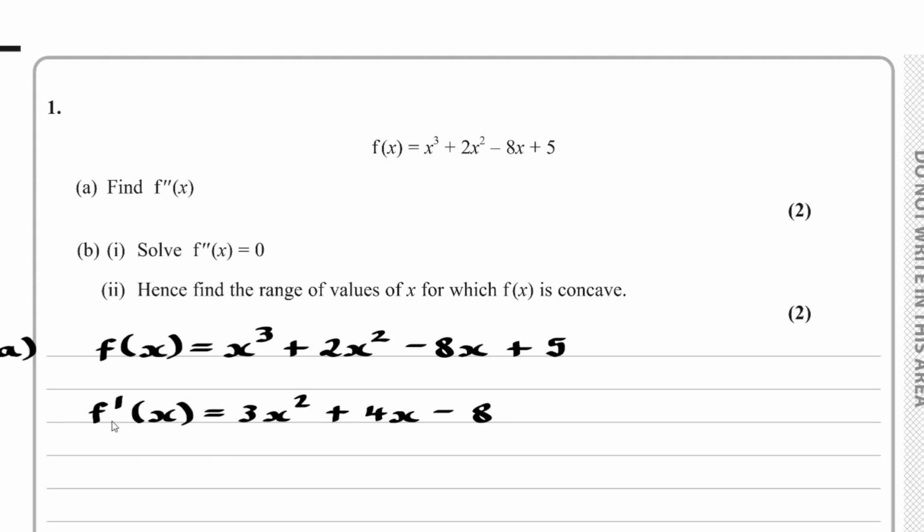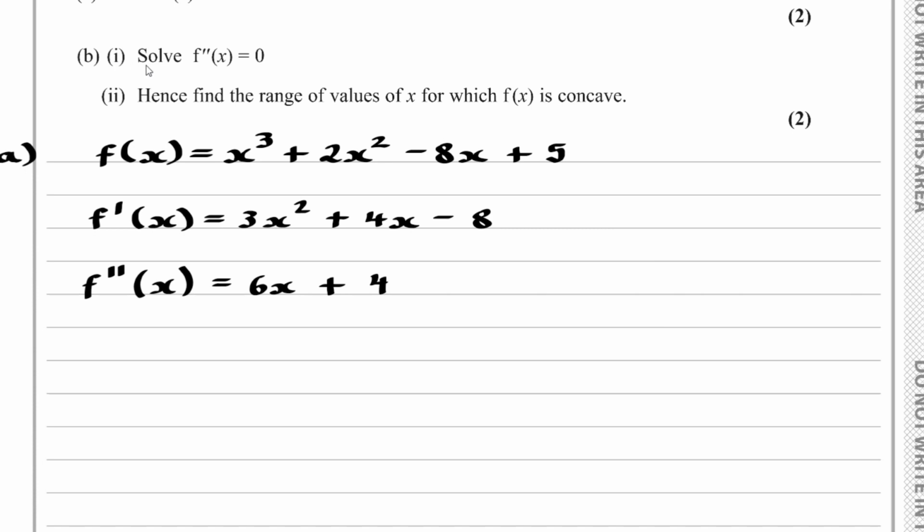If we differentiate f dash of x, we end up with the second derivative, f double dash of x. And if I differentiate each term, differentiating the 3x squared, we end up with 6x. Differentiating the 4x, we end up with 4. And differentiating the negative 8, we end up with 0. So f double dash of x, the second derivative, is equal to 6x plus 4.